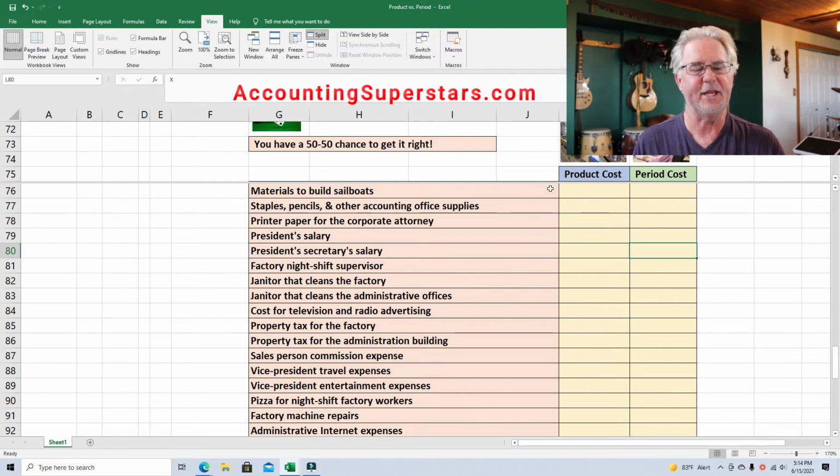These costs will either be a product cost or a period cost. Never, ever both. All right, don't ever put both. That's totally wrong. And I've got the little pictures up here to help you out. Like here's a picture of the factory, so all the factory costs, and here's a picture of the office, so all the office type of costs.